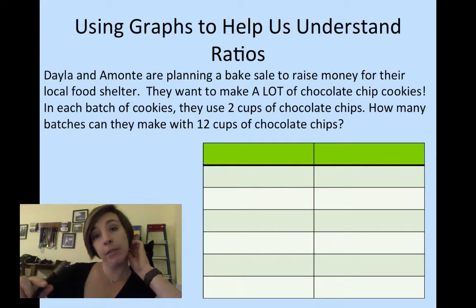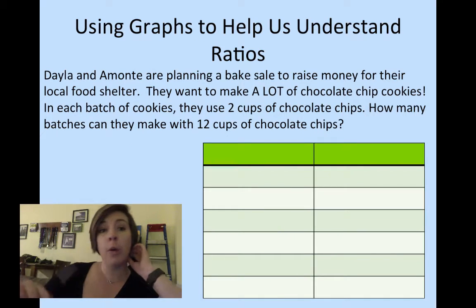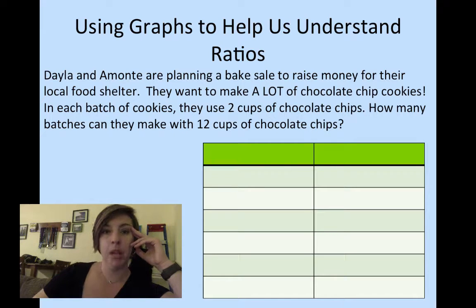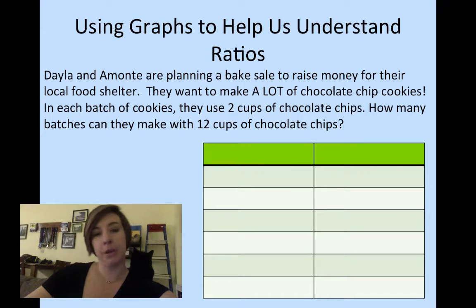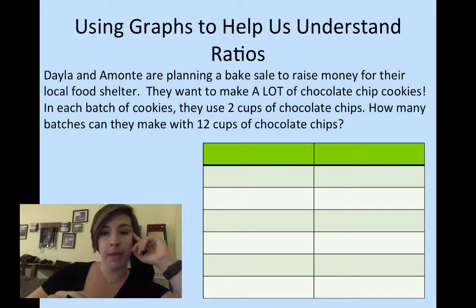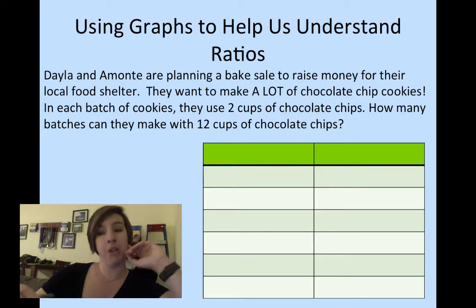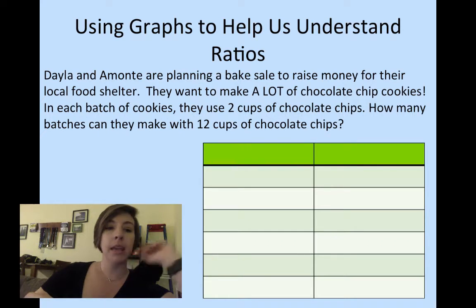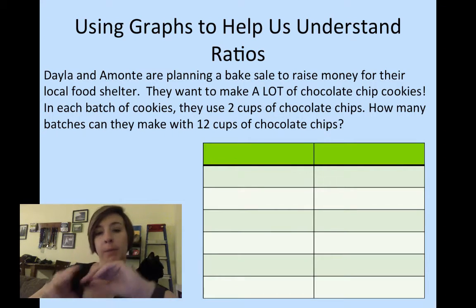Okay, so now that we've reviewed graphing a little bit, we're going to talk about how graphs can help us understand ratios. Before we start getting into graphing, we're going to start putting our ratios into a table. I'll read the question first. Dale and Amante are planning a bake sale to raise money for the local food shelter. They want to make a lot of chocolate chip cookies for the food shelter. In each batch of cookies, they use 2 cups of chocolate chips. How many batches can they make with 12 cups of chocolate chips?